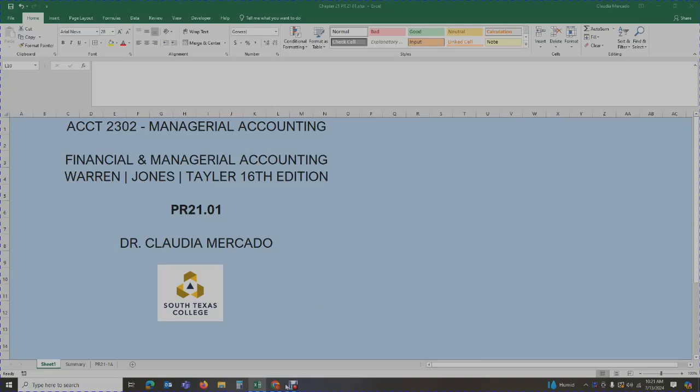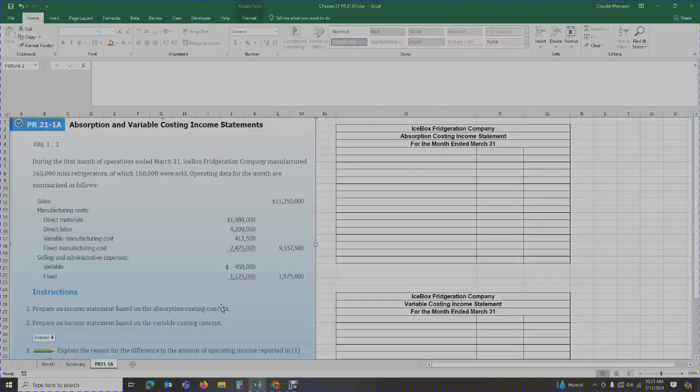Okay? Now in this lecture I am going to be covering problem 2101, which deals with absorption and variable costing income statements. So this is the problem that we're going to be tackling in today's lecture. We are going to be preparing two different types of income statements, one under the absorption costing method and the other one under the variable costing method. Okay, so the data that is provided to us.